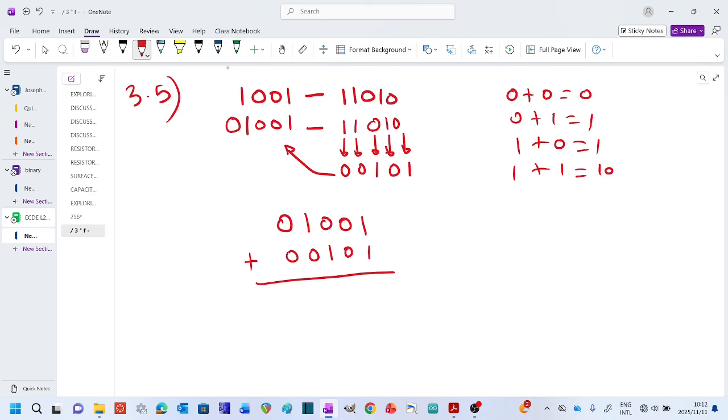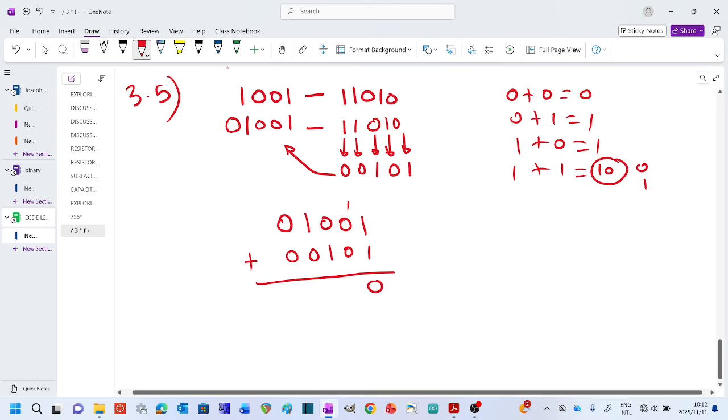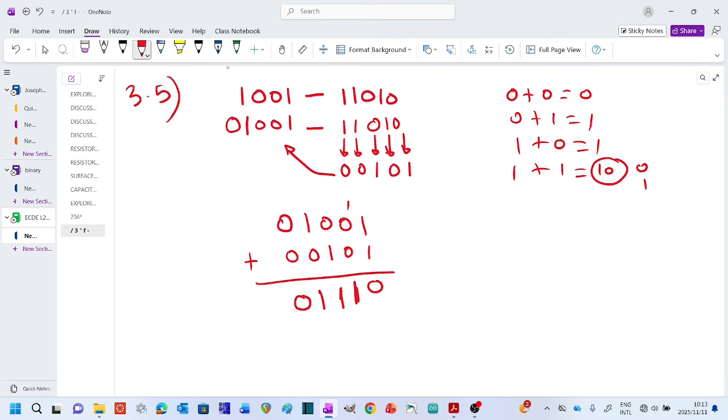is 1, 0, but you're supposed to write a 0 and carry 1 there. So we apply the same rule. 1 plus 1 is a 0, carry 1, and then 1 plus 0 is a 1. So 0 plus 1 is a 1, and then 1 plus 0 is a 1, and then 0 plus 0. Have you noticed that in most one's complement problems that we solved earlier, we were having a carry as the last?